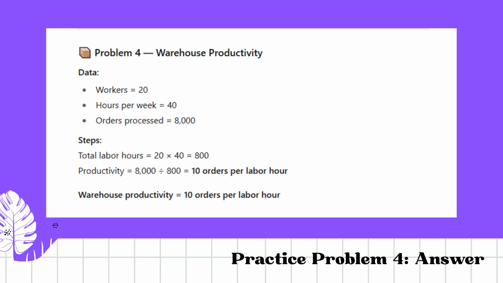Explanation. Problem 4. Let's measure how efficiently the warehouse staff works. First, we calculate the total labor hours by multiplying the number of workers by their weekly hours. That gives us 800 total hours of work. Next, we divide the number of orders processed by the total hours worked. 8,000 orders divided by 800 hours means they're completing about 10 orders per labor hour. That's a solid productivity rate for a well-organized operation.